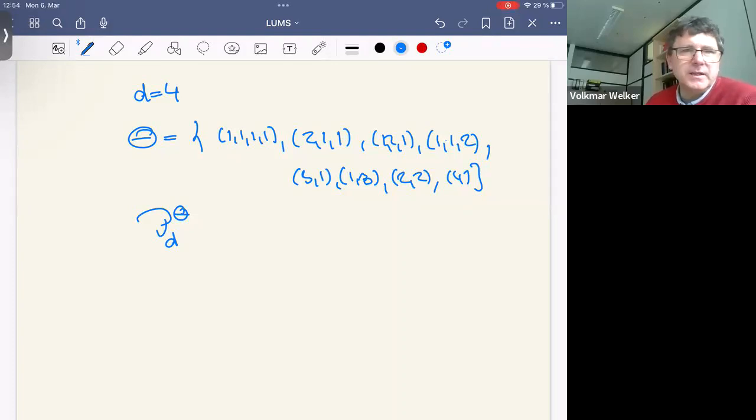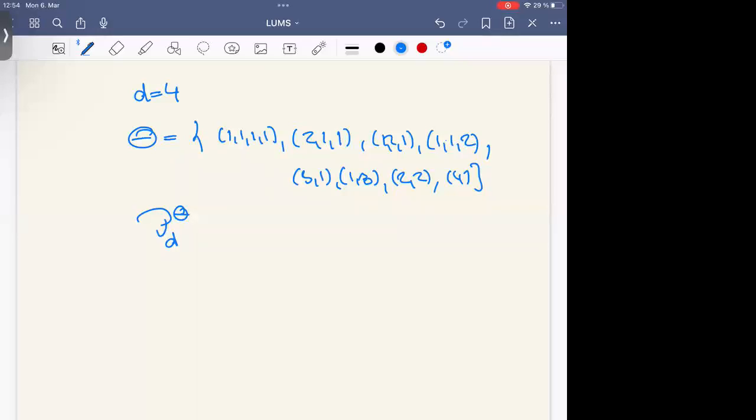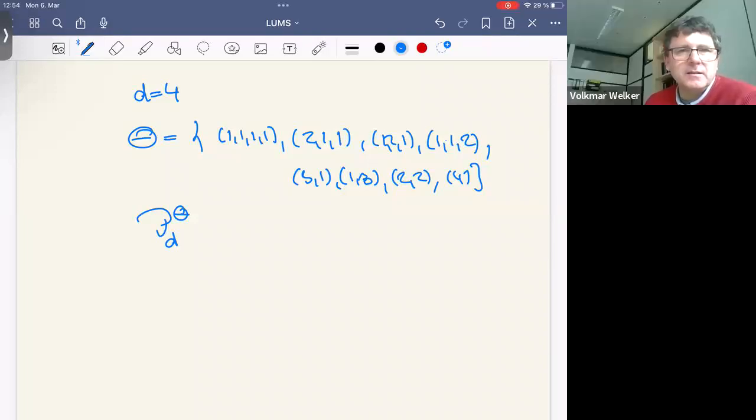It's not that if I give you a polynomial, I have a mechanism to figure out for which omega it is. So this is not the direction in which it works.